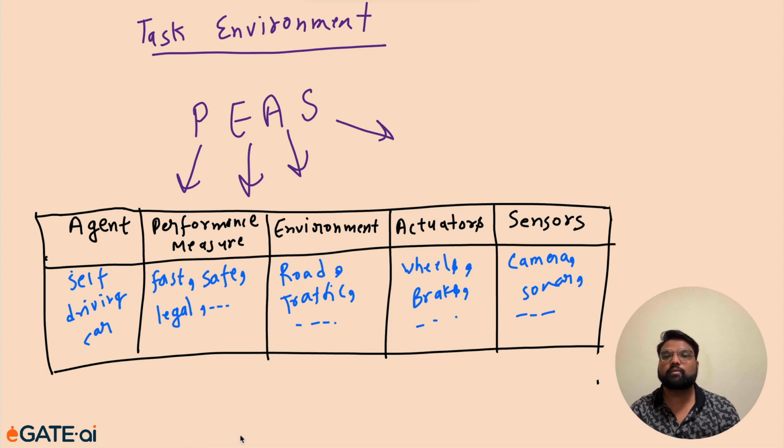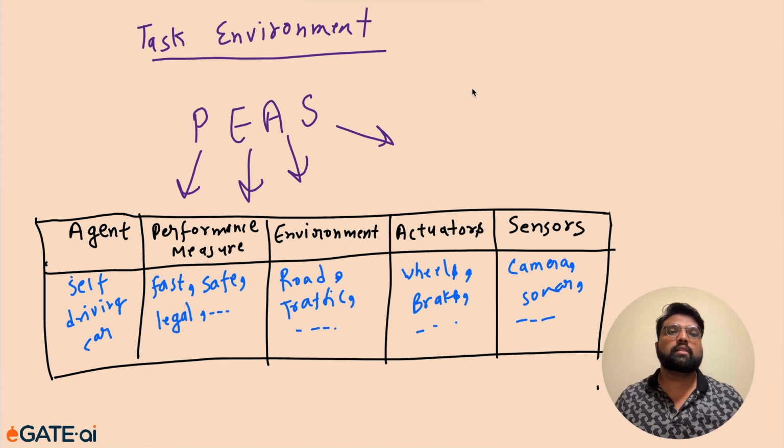Okay, so this is very important for GATE. They might give you some agent and they might ask you to define what is the task environment for this particular agent. So you have to think properly what could be the performance measure in that case, what could be the environment, what could be the actuators, and what could be the sensors. So this is the task environment for any agent. Now let's understand this task environment in more detail because this is very important. There can be several kinds of environments, and let's try to understand all the possible kinds of environments.